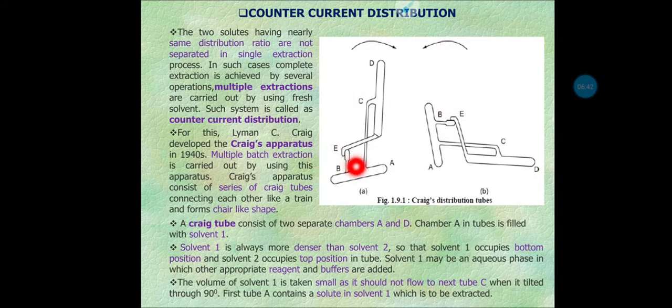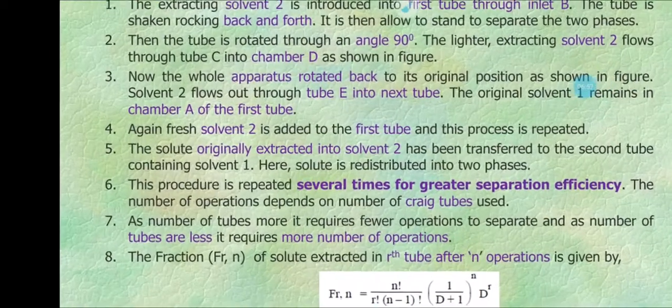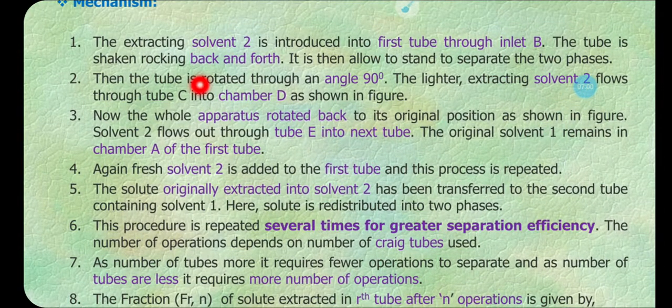Then again we can add fresh solvent 2. Then again distribution is taking place. Again we rotate this tube. Only solvent 2 will go into the next tube. So in this way the distribution takes place. Then the tube is rotated through 90 degrees. The lighter extracting solvent 2 flows through the tube C into the chamber D as shown in the figure. Now the whole apparatus rotates back to its original position as shown in the figure.